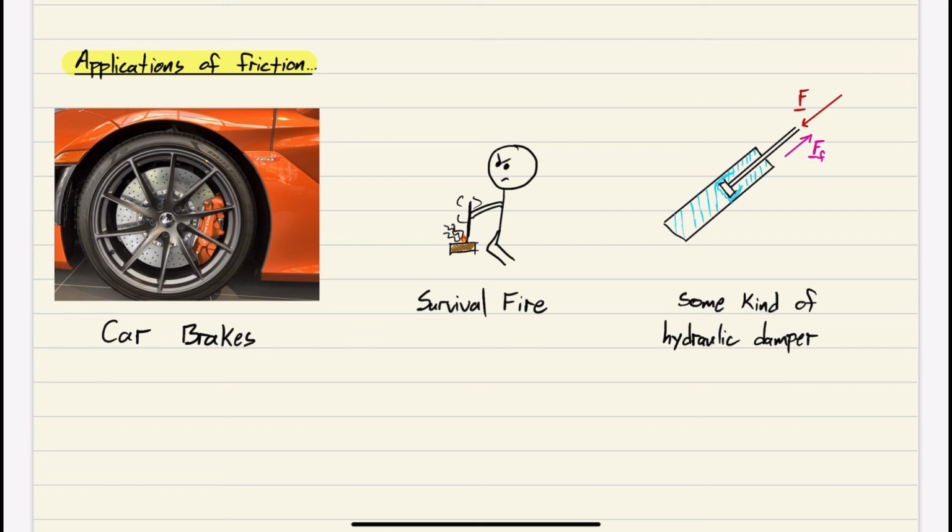This was a dumb example, but if you rub two sticks together, the reason they get hot and create a fire is because of friction between the two sticks.